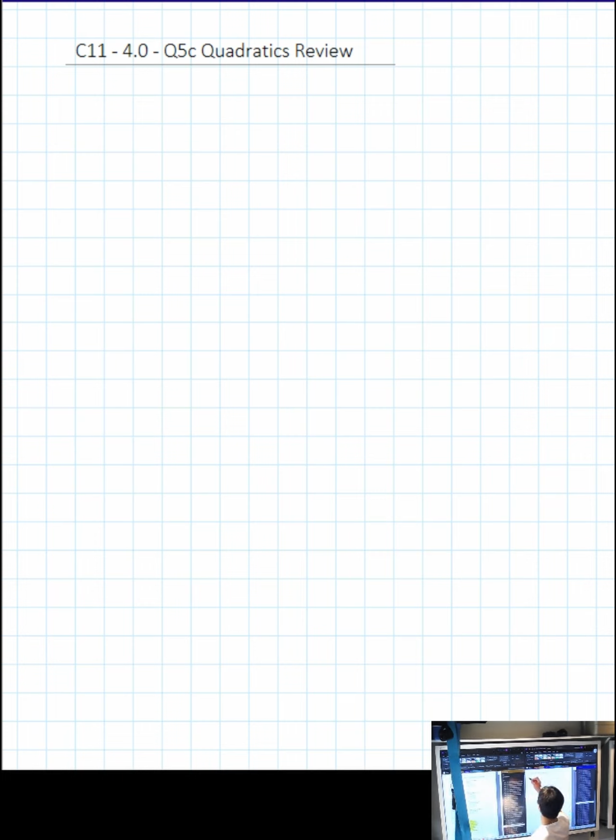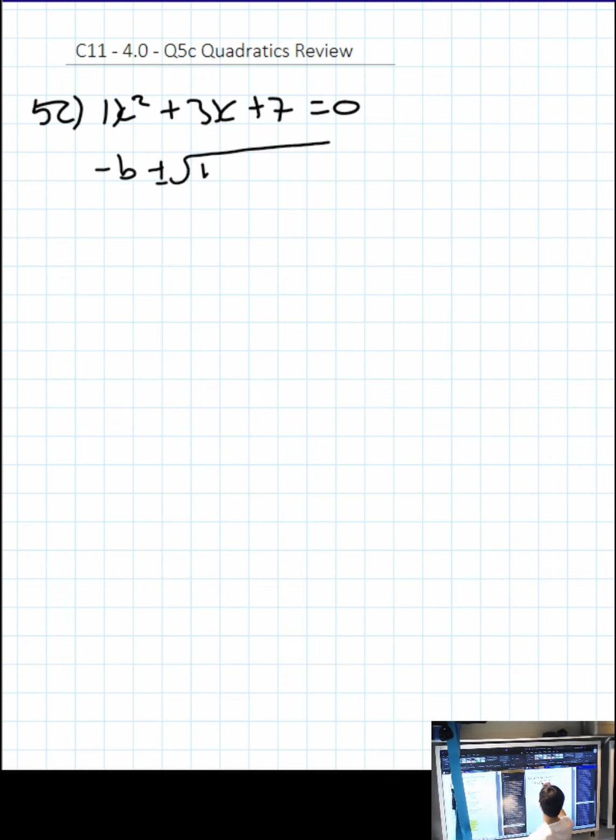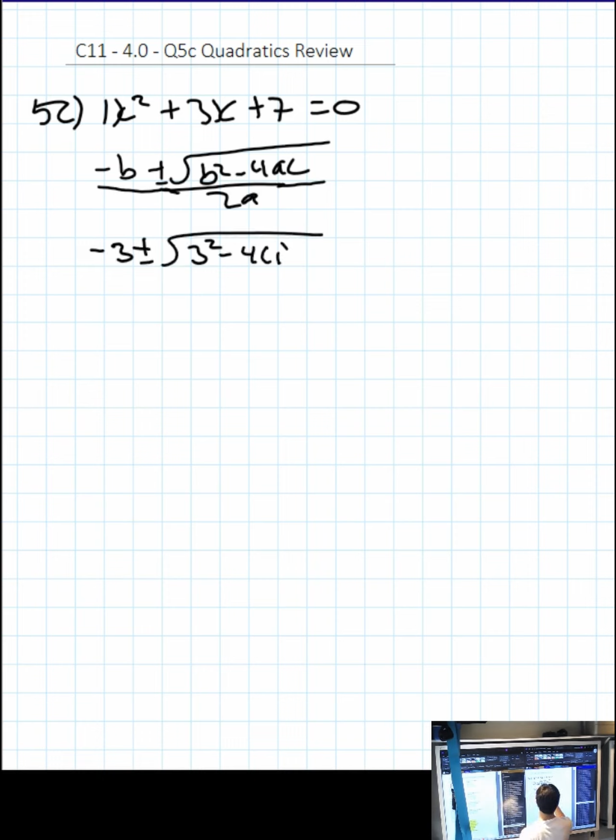Okay, we have 5c: x squared plus 3x plus 7 equals 0. Let's put a 1 in front of x squared and let's write down the quadratic formula: negative b plus or minus root b squared minus 4ac all over 2a. Let's extend that over the fraction to be underneath the whole thing, both directions, so we make sure that it is under both. Good, so we can substitute. We have negative 3 plus or minus 3 squared minus 4 times 1 times 7, all over 2 times 1. So we have negative 3 plus or minus.